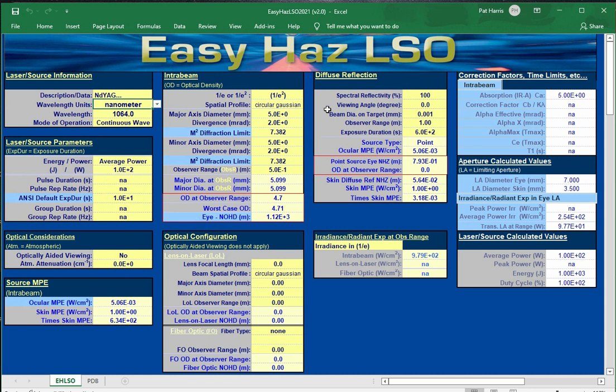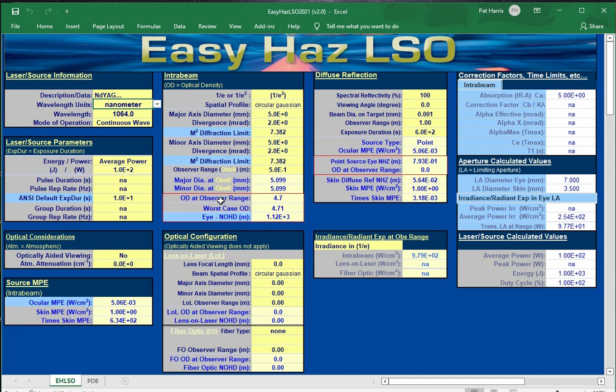We have beam propagation parameters of the major axis and minor axis dimensions. Since it's circular Gaussian, the beam waist diameter is 5 millimeters, and the divergence is 2 milliradians. We have our observer range set at 0.5 meter. Here's our diameter at the observer range, just slightly over the diameter that is at the waist.